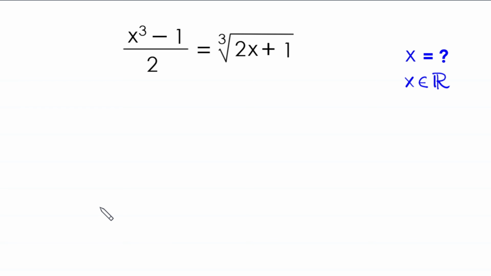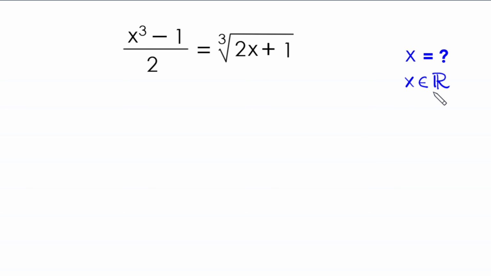Hello everyone, welcome to how to solve this very nice radical equation: x cubed minus 1 over 2 equal to cube root of 2x plus 1. Our job is to find all possible values of x such that x is a real number.